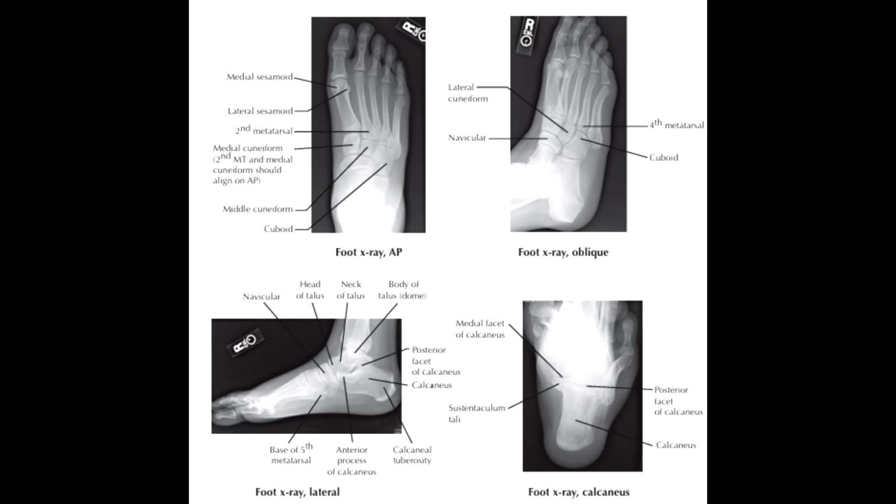The AP and oblique are essential for midfoot and forefoot fractures and deformities. The lateral shows us the arches and hindfoot fractures. The Harris view is indispensable for calcaneal trauma. The canal view isolates the talar neck, which is critical in high-energy ankle and foot injuries. The Broden series reveals the subtalar joint. Stress views uncover instability. And the sesamoid view addresses one of the most overlooked but clinically important sources of forefoot pain.